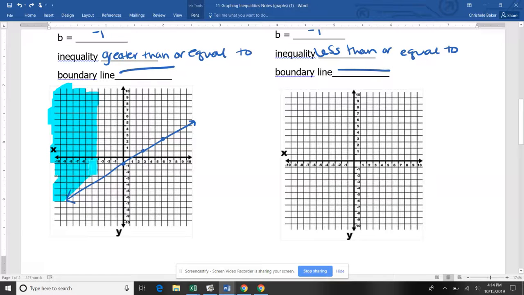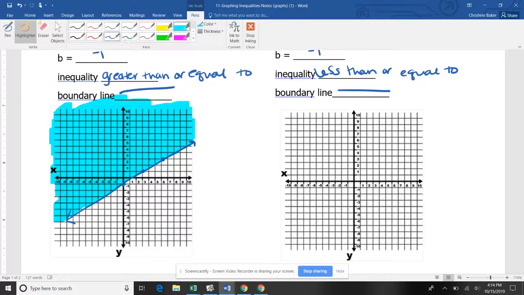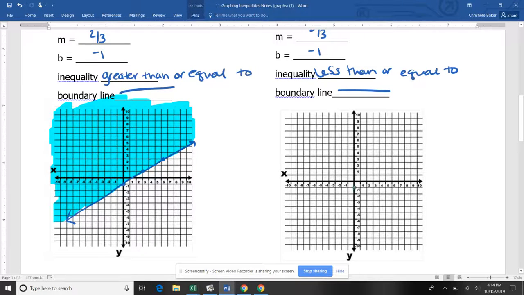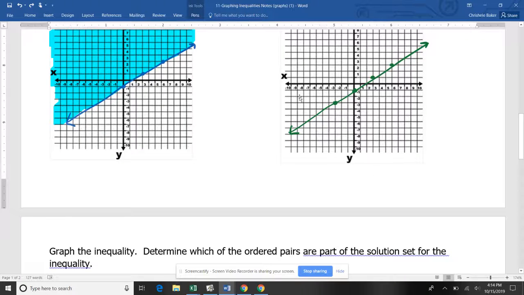There we go. The big difference here is that ordered pairs that are on my line are going to be solutions. In the last set, where it was just a dotted line, we're not going to include anything that's actually on the dotted line. I'm going to go back and show you that part. This one's less, so I've got to go less.